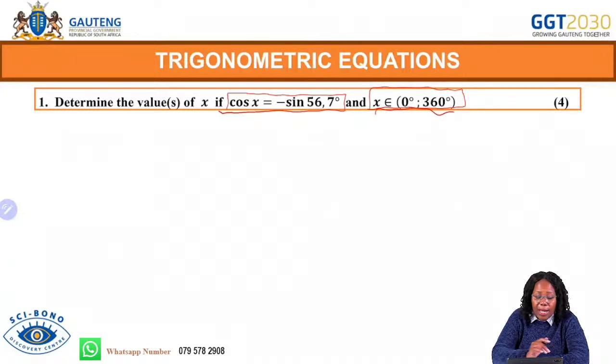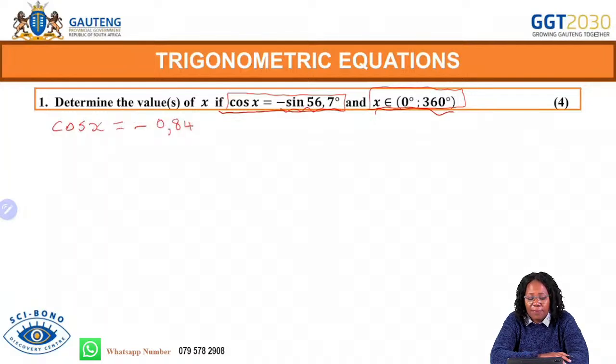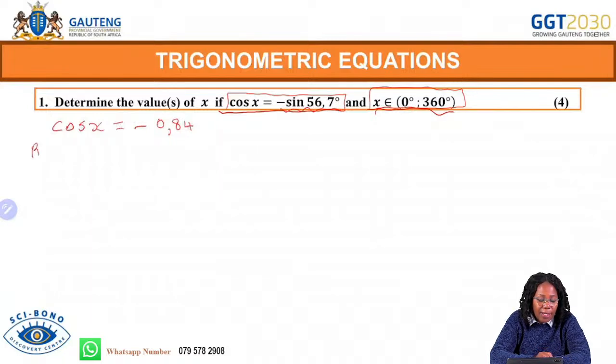Right, now we start by simplifying this right-hand side, put it into your calculator. You will be left with cos x equals minus 0,84. Simplified, minus sin 56,7 into your calculator is negative 0,84. Right, and remember, when you are solving the equations, we look at the reference angle. When you look at the reference angle, you take this cos to the side, it will be the arc cos of 0,84. Somebody may ask, what happened to that negative now?